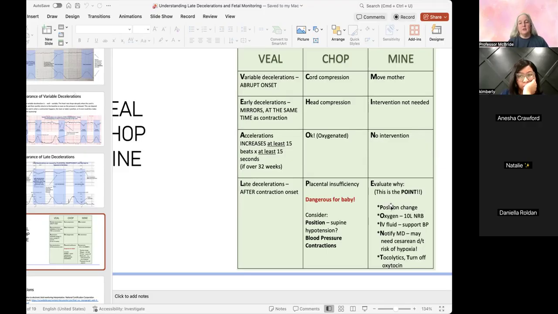So the first thing to do is position change. Then we can do IV fluid. We can turn off the Pitocin if we need to. We can give terbutaline if we need to, and we need the doctor looped in case they need to do a C-section.